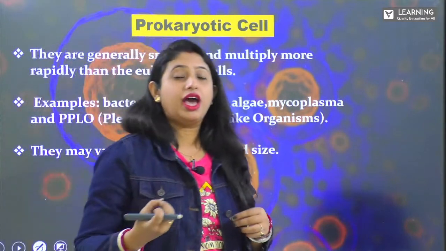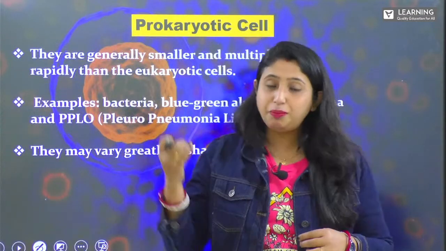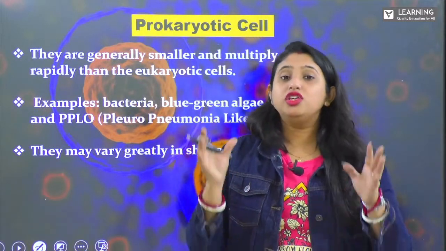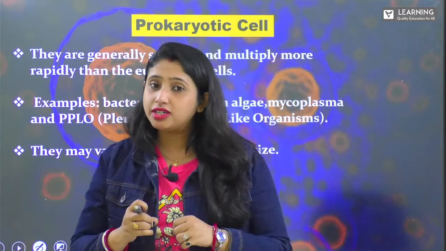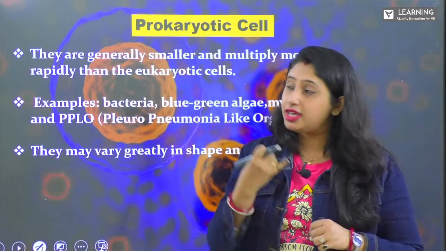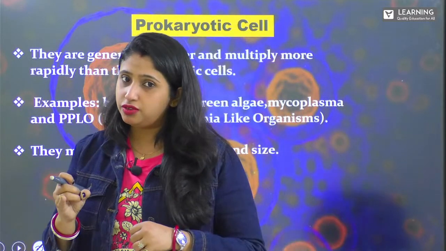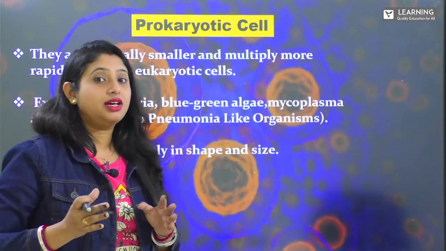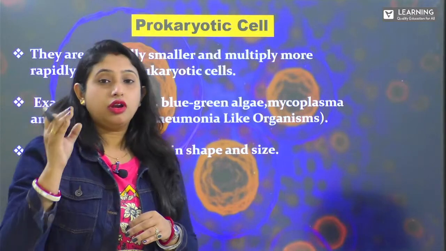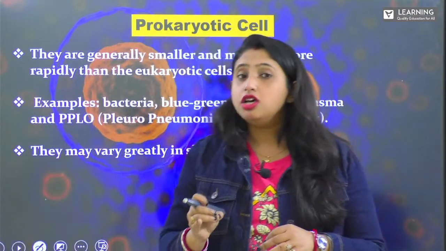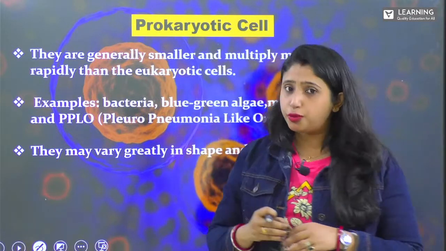And also they have the capacity to multiply at a very, very faster rate. Okay. So they follow which mode of reproduction? Yes, they will be following the asexual mode of reproduction. Okay, as you have learned in the last class that all the unicellular organisms, they follow what? Asexual mode of reproduction. So look into the characteristics of the prokaryotic cell.